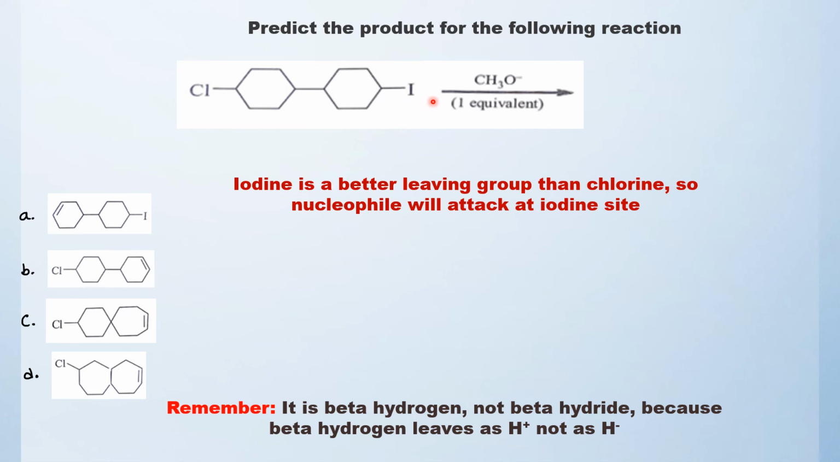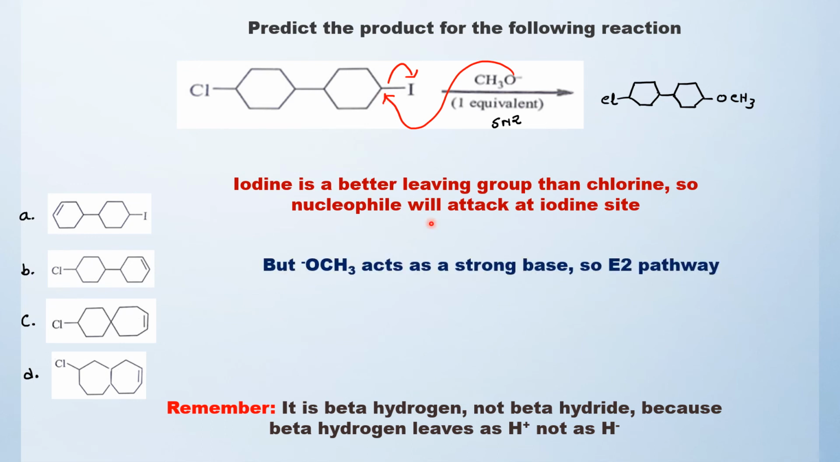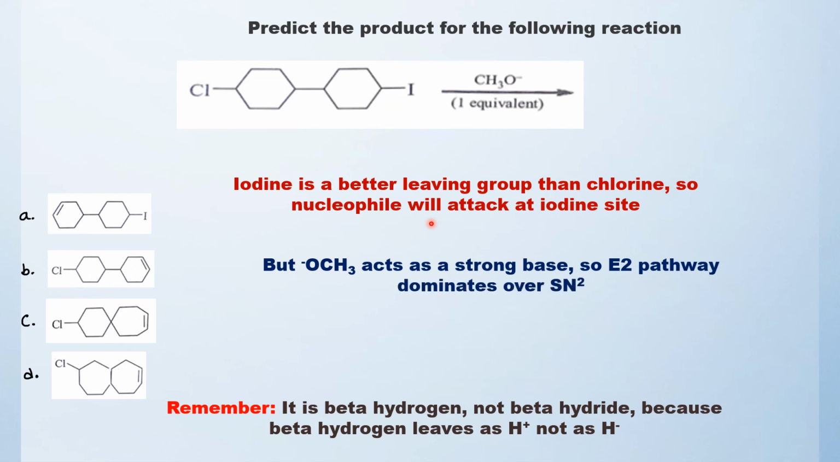So if we think about an SN2 reaction happening here, then iodide will leave as a leaving group and CH3O minus will act as a nucleophile and we will get this product. But actually CH3O minus acts as a strong base, so the E2 reaction will be dominant over SN2. So in that case, the product will be like that.